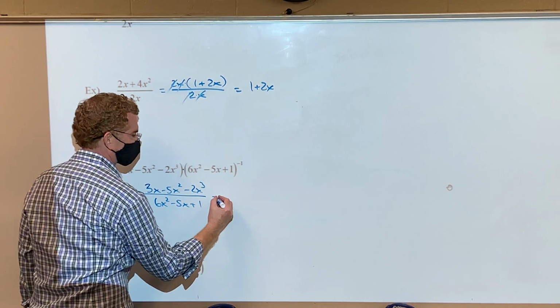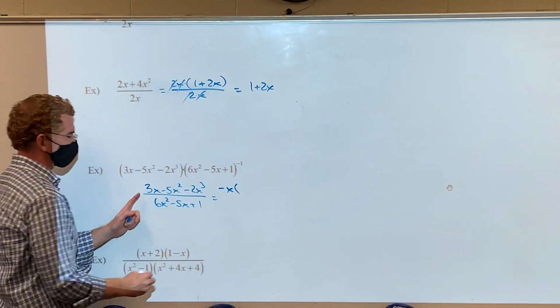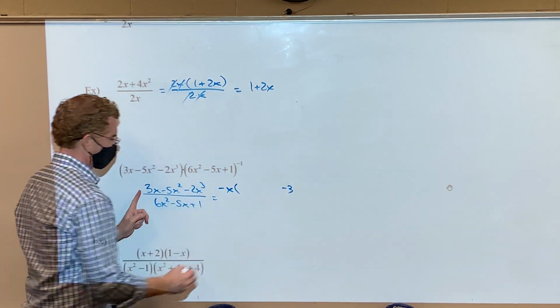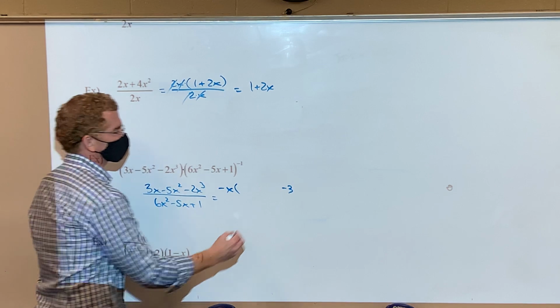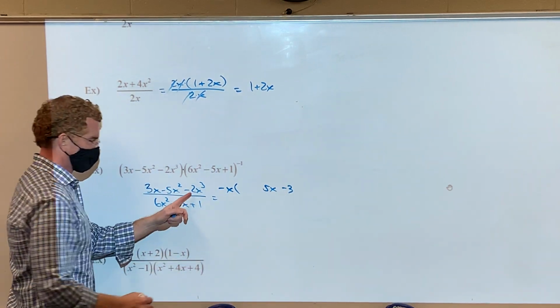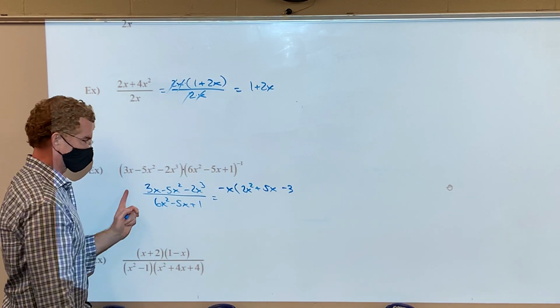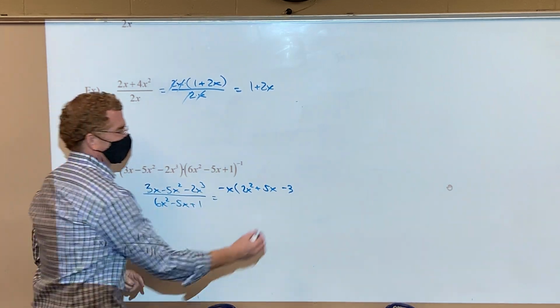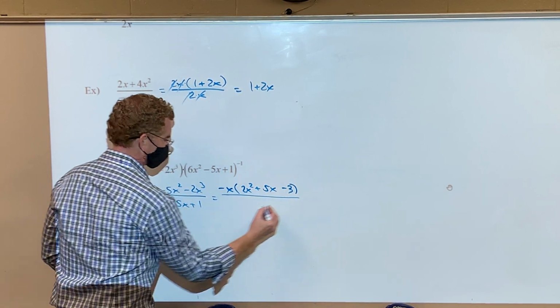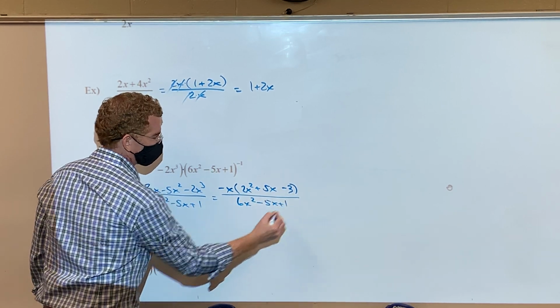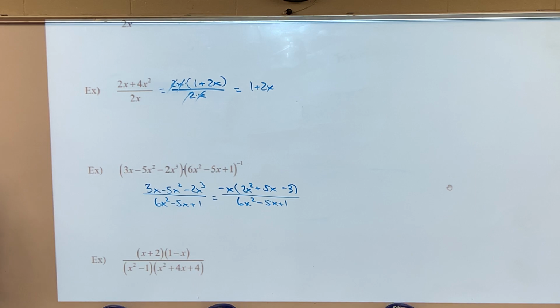If I take a negative x out of that numerator, that would give me a negative 3 at the end, a positive 5x in the middle, and positive 2x squared. I like the way that looks a lot better. Y'all tracking with me? And then now what can I do to see if something factors? Factor the bottom one and the top one. Continue with the top one.